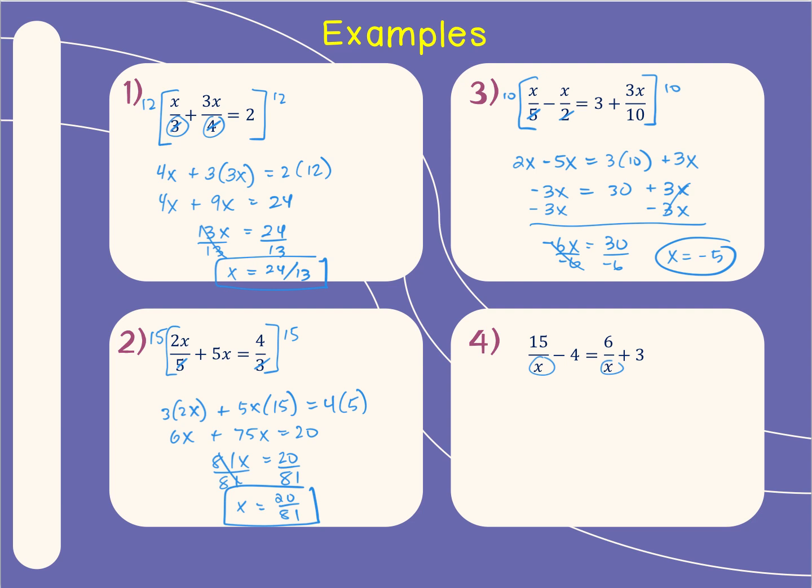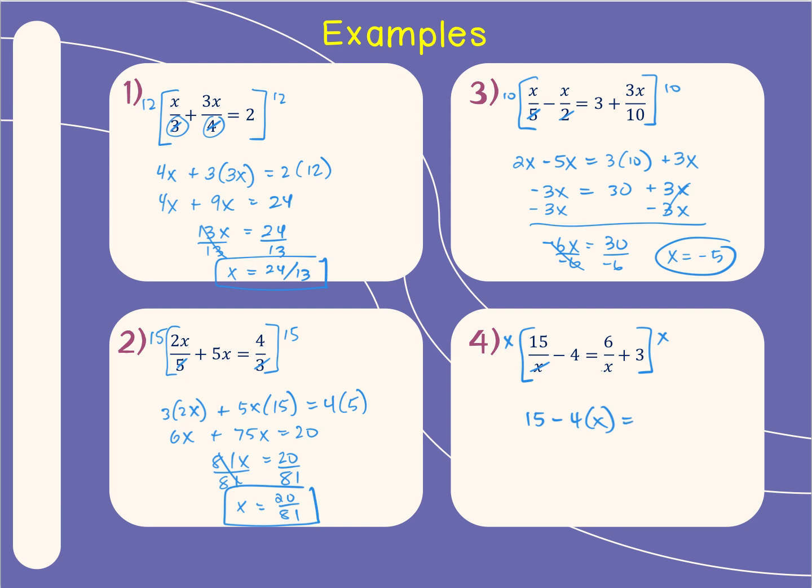Okay, now we go to the last one, and now we're going to start the process because we see that variable in the denominator where we are going to have to check our final answer. So I notice I only have 2 denominators. Both of them are x, and so x is our least common multiple or least common denominator. When I multiply by x, it's going to cancel, leaving me just the 15. When I multiply the 4 by x, I'm going to get 4x.